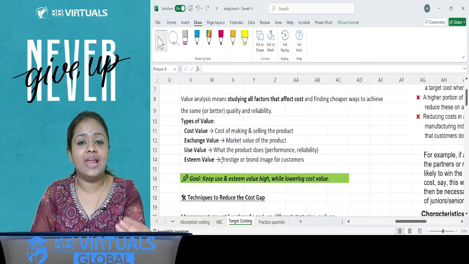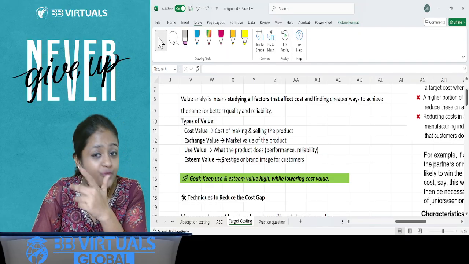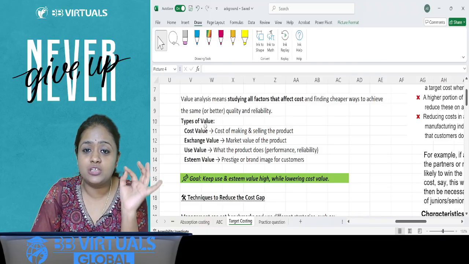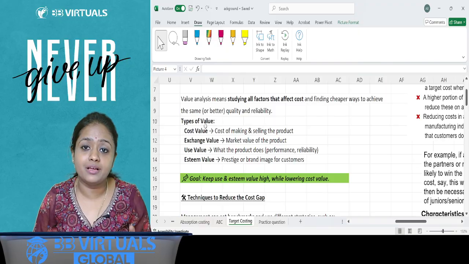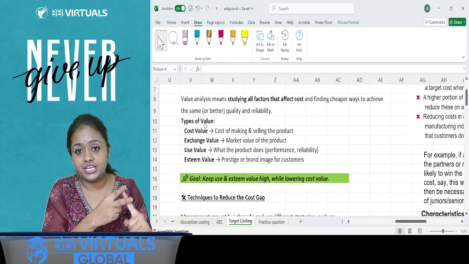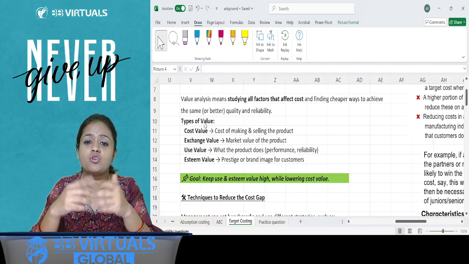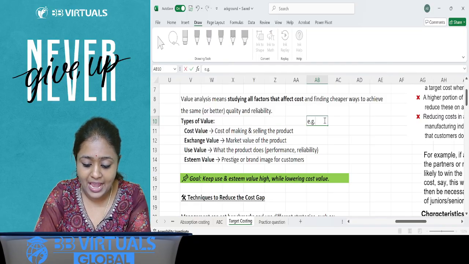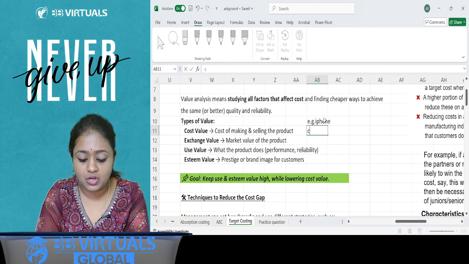What are the types of value that a product can serve? Let's take the example of the iPhone. I really want to take that example. As per value analysis, the values that a product can serve are divided into 4 values: cost value, exchange value, use value, esteem value. What is cost value? The cost price of the product. If I'm taking the example of the iPhone, what can be the cost value? The cost of the iPhone.